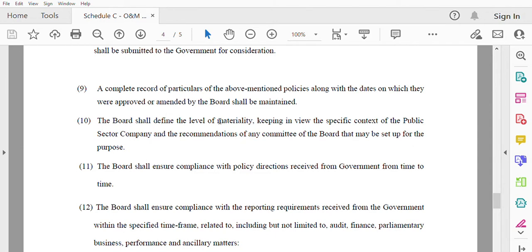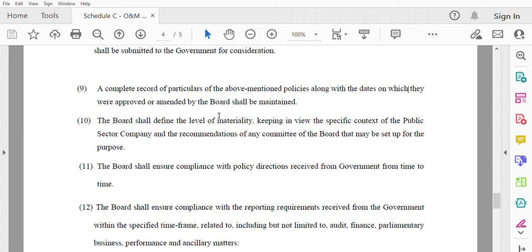The board shall define a level of materiality. This is a very important concept, because materiality is usually not defined as some exact percentage, but materiality is an important concept, and reputed audit firms, for example the big four audit firms, usually consider 1% of the amount of sales or 5% of the amount of profit as a material amount.